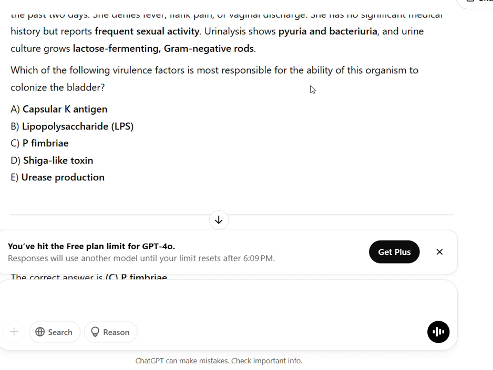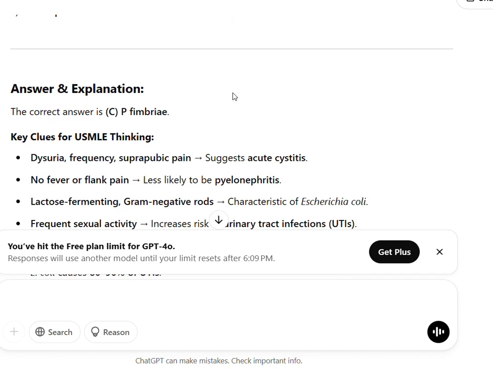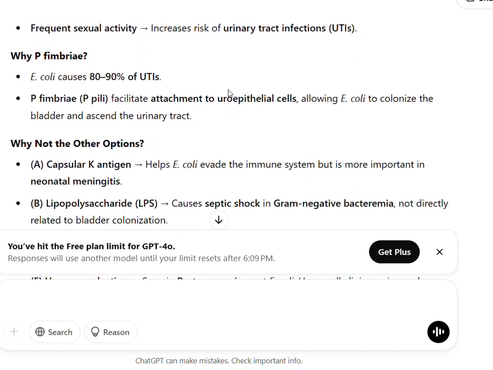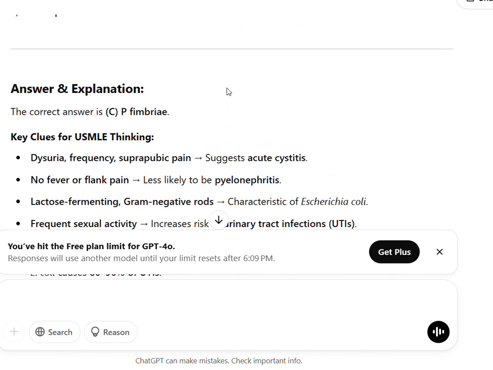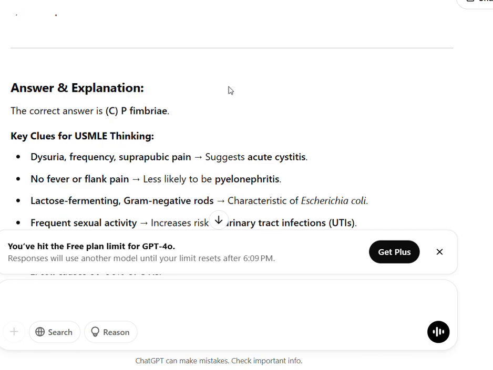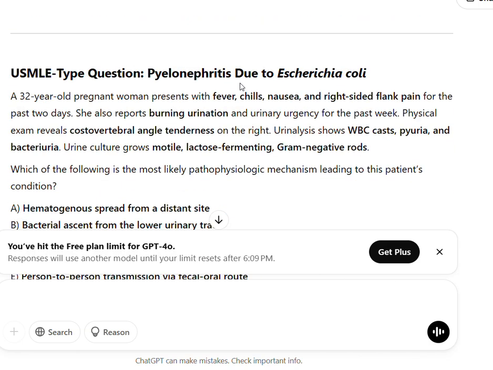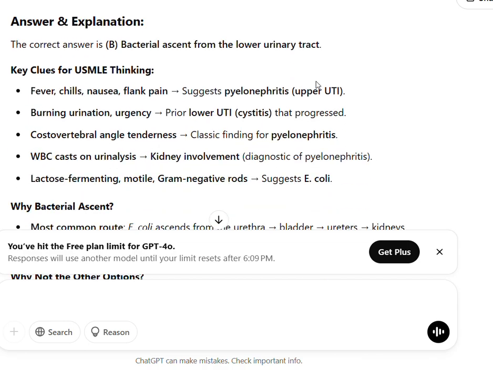Answer and explanation. The correct answer is C, P fimbriae. Key clues for USMLE thinking. Dysuria, frequency, and suprapubic pain suggest acute cystitis. No fever or flank pain, so pyelonephritis is less likely. Lactose-fermenting gram-negative rods are characteristic of Escherichia coli. Frequent sexual activity increases the risk of urinary tract infections, UTIs.